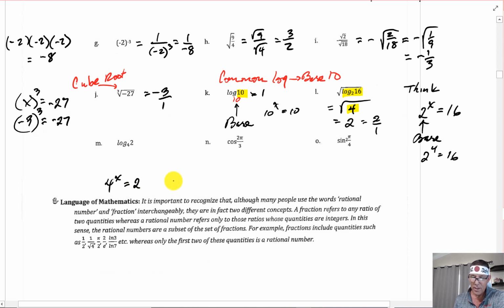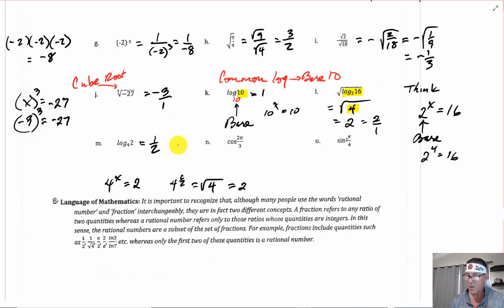And we know that 4 to the 1/2 power is the same thing as the square root of 4. The 1/2 power, as you learned in Algebra 2, represents the square root, which is equal to 2. So this right here is actually equal to 1/2, which is rational. See, the logs are the results of an exponential. You have to keep that in mind.